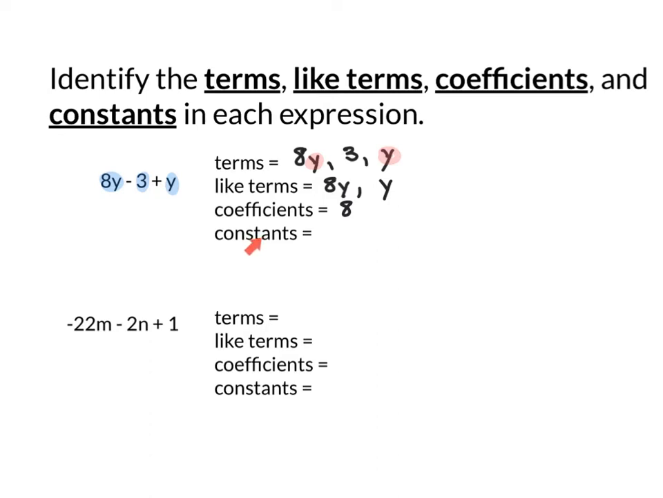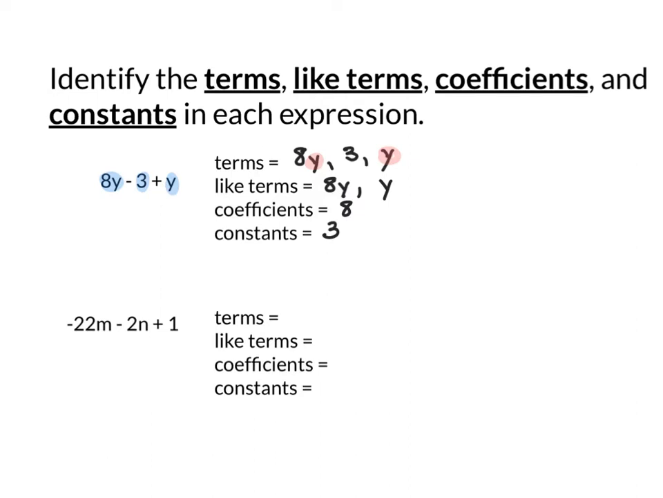Constants. Constants are just numbers. And the only number that we have that has no variable is the number 3. You may want to pause the video and look at this expression on your own. See if you can identify correctly, and then press play and we'll check.